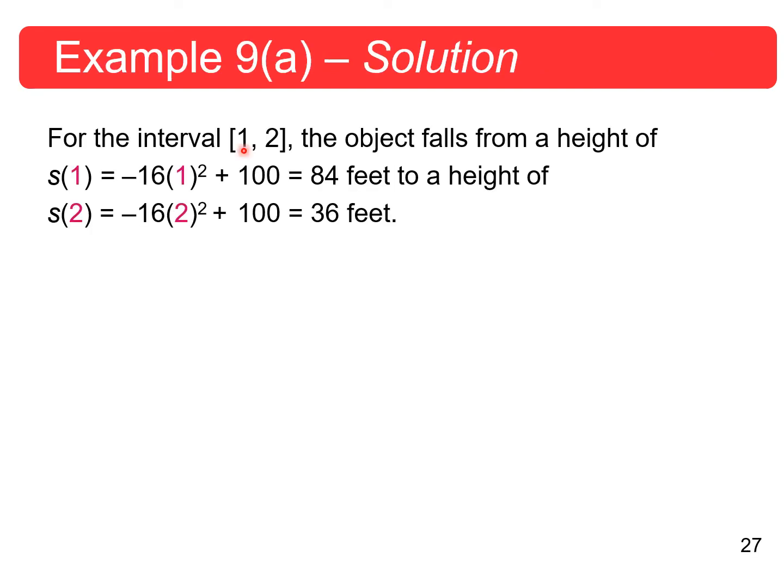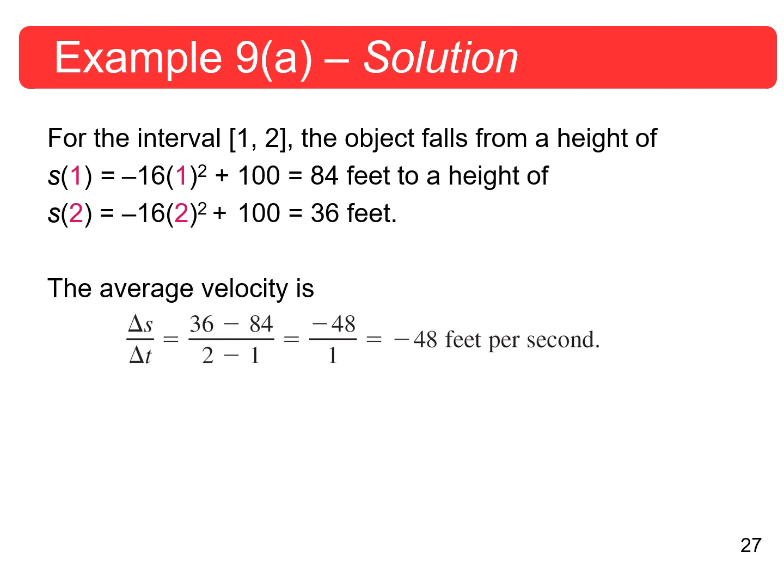For the interval 1 to 2, let's first get the change in s, the change in position. So s of 1, just evaluating the function at t equals 1, you get 84. Then evaluate the position of the object at t equals 2. So s of 2 is equal to 36 feet. So the object falls from a height of 84 feet to 36 feet.